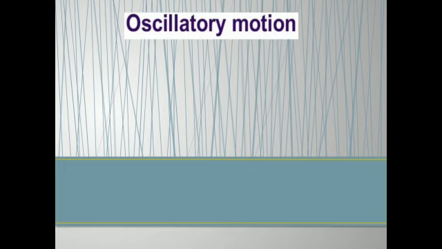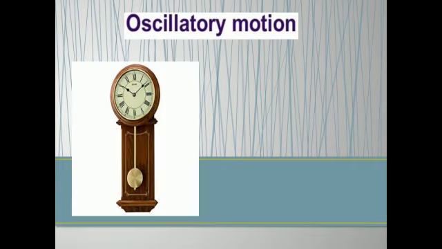Now next I will discuss oscillatory motion. The objects move forward and backward about a central point. This to and fro motion of an object about its position of rest is called oscillatory motion.